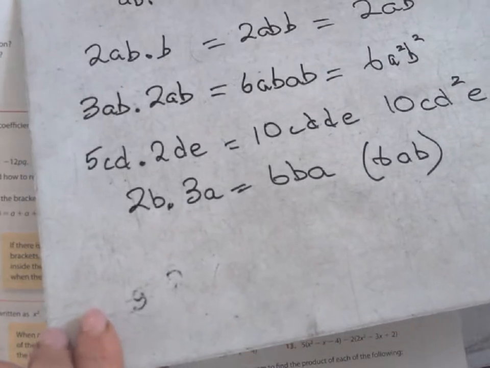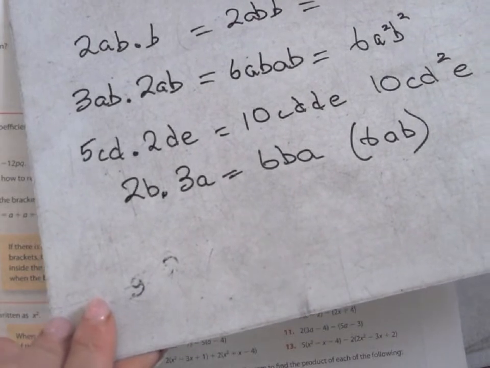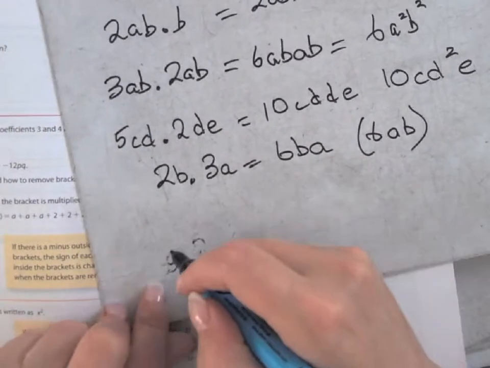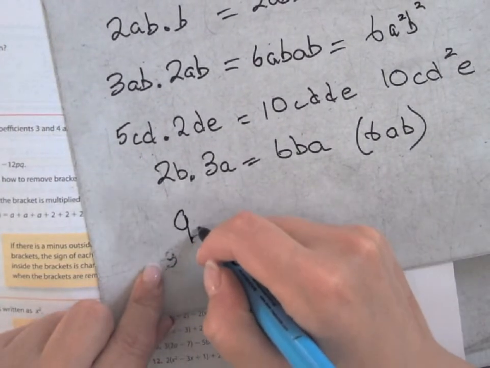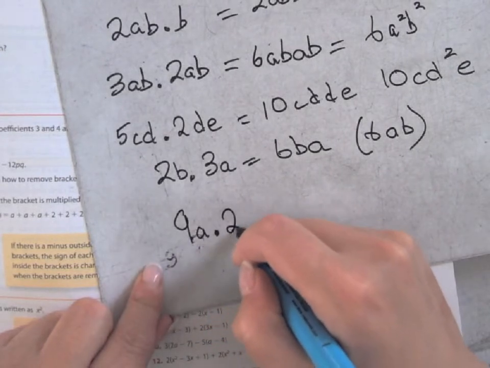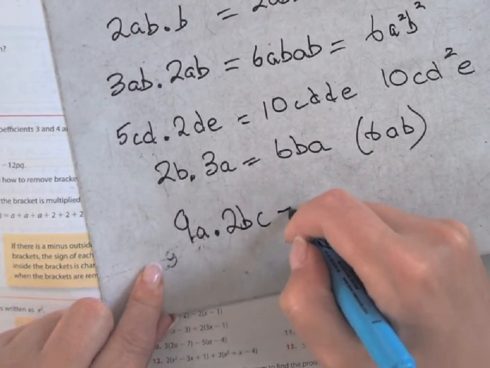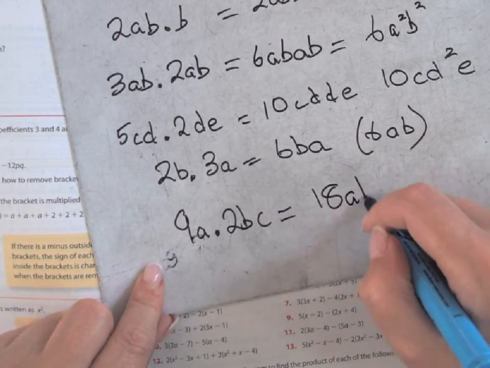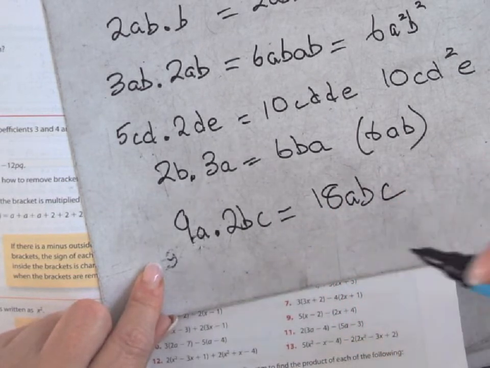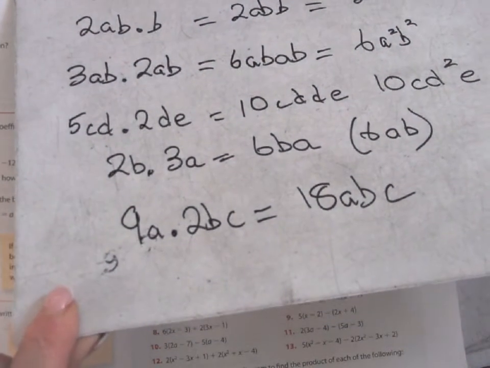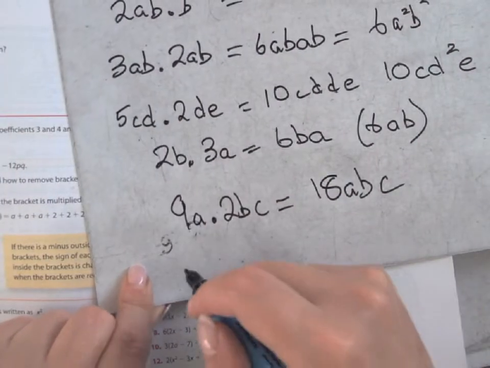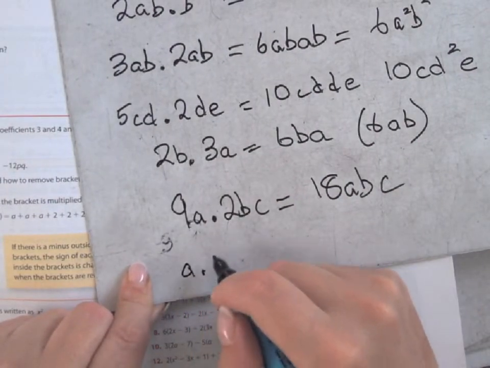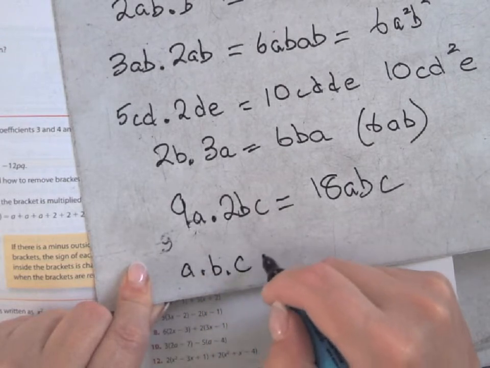Okay. Next one, 9A by 2BC. Go on. 18ABC. Right, and there's nothing the same, so you can just leave it like that. Okay. A by B by C is the next one. A multiplied by B multiplied by C. What did you write for that?